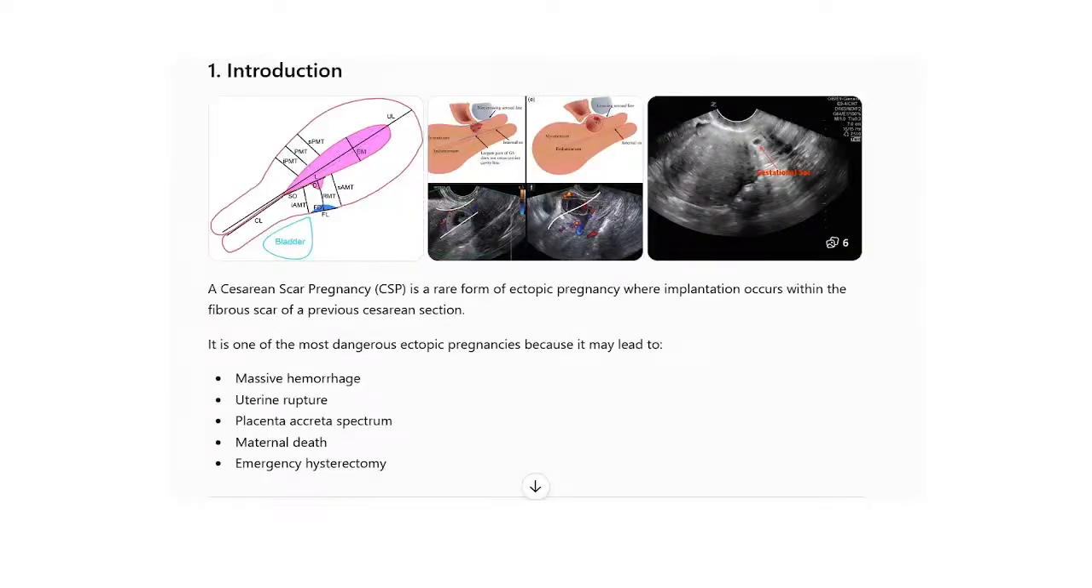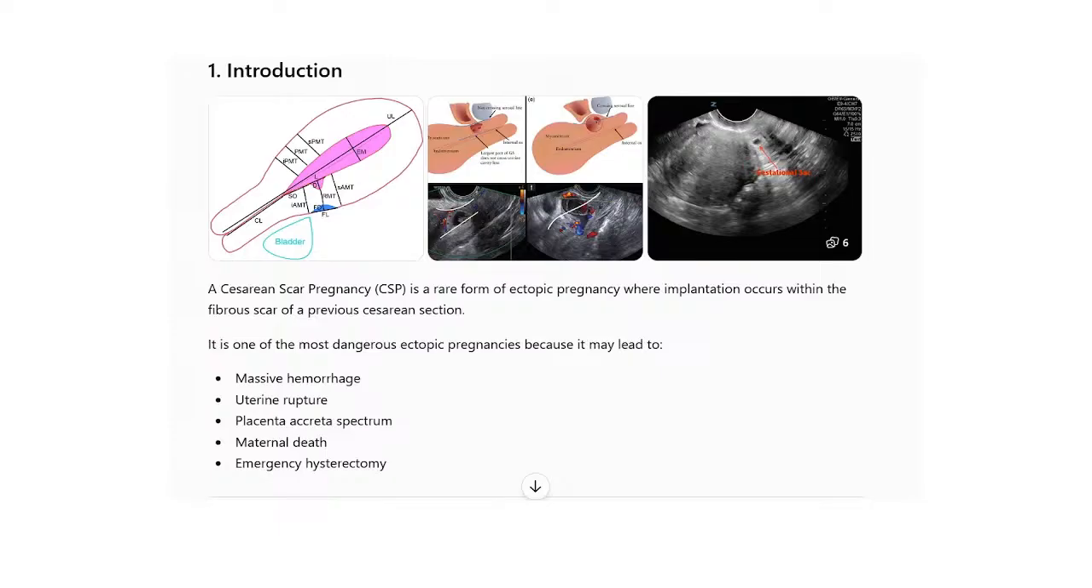So now, the introduction. A cesarean scar pregnancy is a rare form of ectopic pregnancy where implantation occurs within the fibrous scar of a previous cesarean section. It is one of the most dangerous ectopic pregnancies because it may lead to massive hemorrhage, uterine rupture, placenta accreta spectrum, maternal death, and emergency hysterectomy. So you can see how devastating a cesarean scar ectopic pregnancy can be.